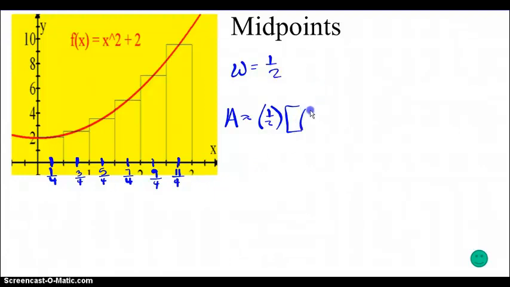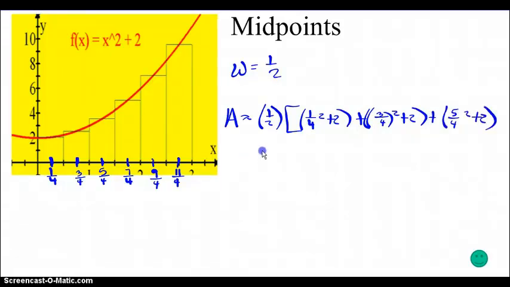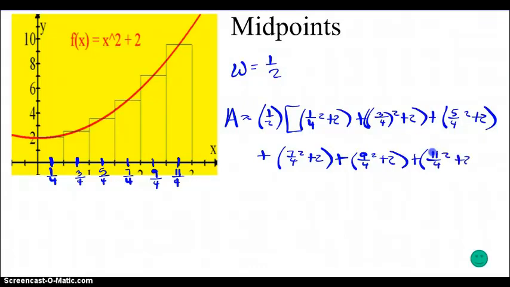So now my heights are 1/4 squared plus 2. That's the first height. 3/4 squared plus 2. There's the second height. The third height is 5/4 squared plus 2. Fourth height is 7/4 squared plus 2. 9/4 squared plus 2. And finally, the last midpoint, 11/4 squared plus 2.